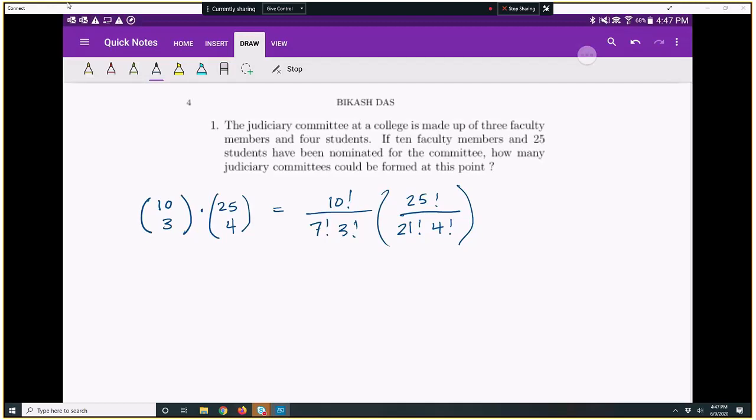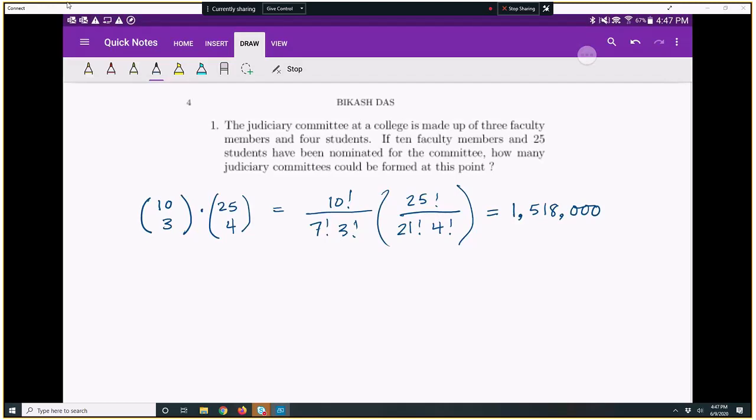And we're definitely going to see some cancellation here, but even with the cancellation, this computation is quite large, not really able to be done by hand. So for these calculations, you can certainly use a calculator of your choice. This is going to end up being 1,518,000 different judiciary committees that we could choose.